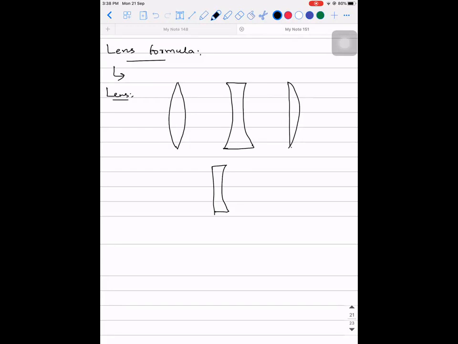Now tell me, what is the name of the first type of lens? Convex lens. To be more precise, it is called biconvex or simply convex, both mean the same. Bi refers to two. When I say convex, you are seeing the side which is facing the object or inside the lens. So I'll give you two dots.